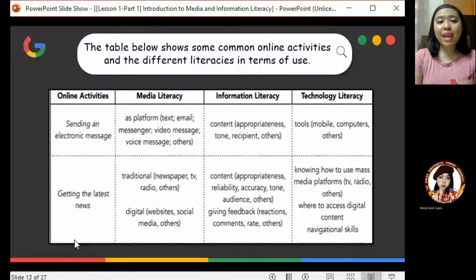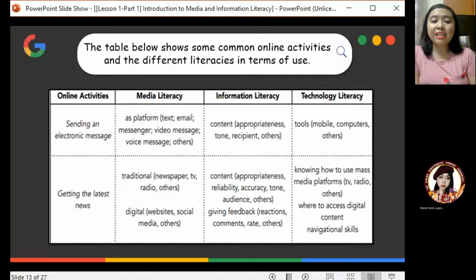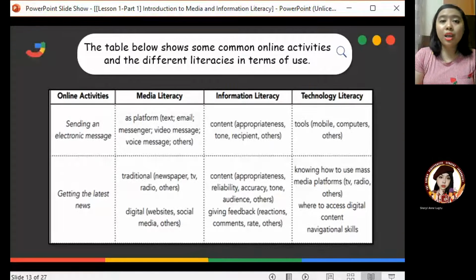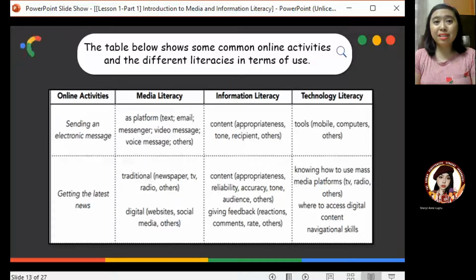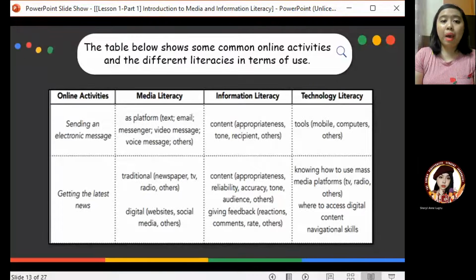And then for the next one, we have getting the latest news. Now, if a media literate person is getting the latest news, then he or she could find newspapers. I think we still have Inquirer, Philippine Star, and Manila Bulletin, and so on. Actually, there are still tabloids, like the thick ones. I think it's still existing. And then TV or radio could be one medium for that. And if you don't have any television at home, you could actually use your phones or your laptops to go to websites, social media sites, news websites, and others.